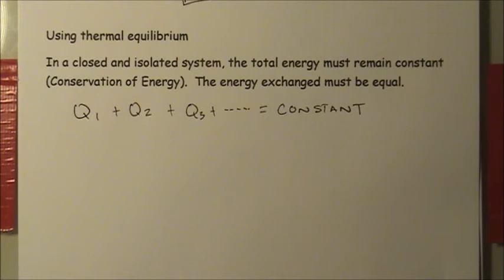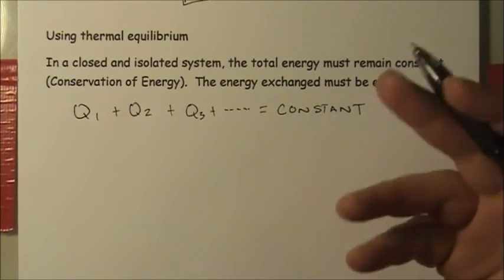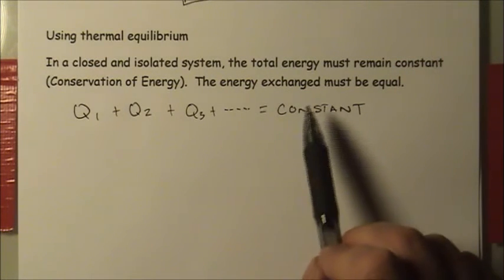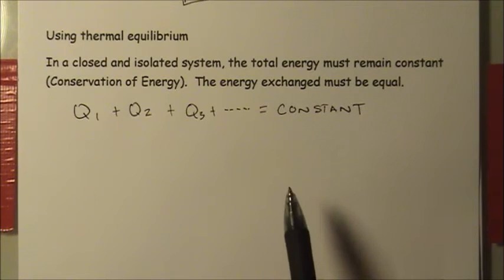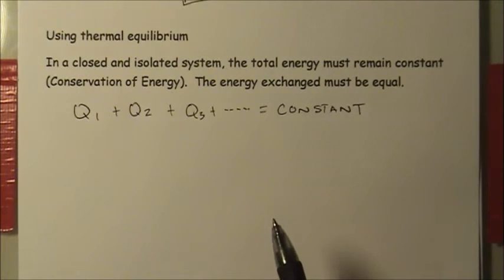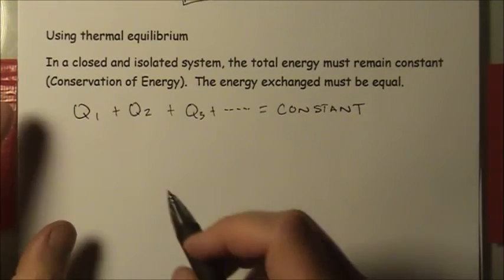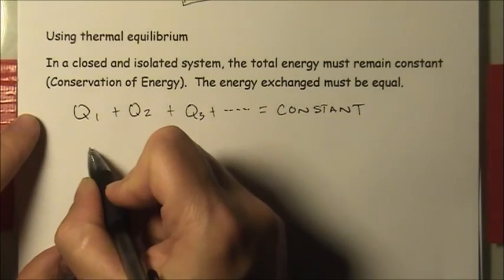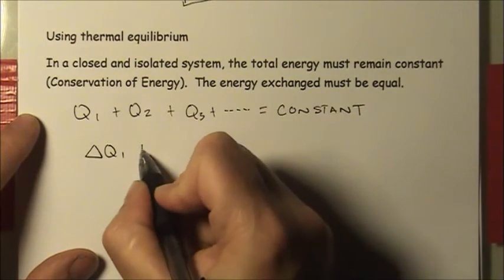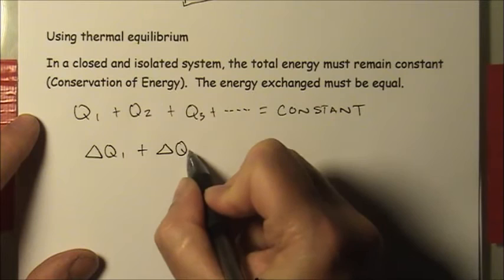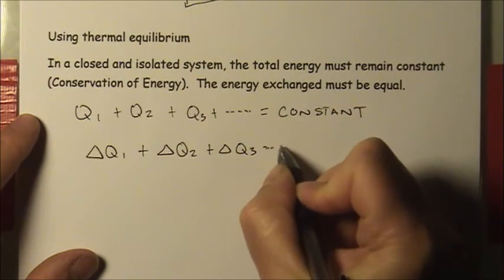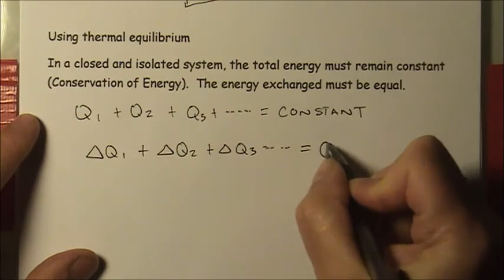As long as they don't exchange anything with the outside, the energy that is exchanged must add up to 0. If I add up all the energies, who got positives and who had negatives, that amount of energy must be 0. So that would look a little different. That equation would look like this: delta Q1 plus delta Q2 plus delta Q3 must be equal to 0.